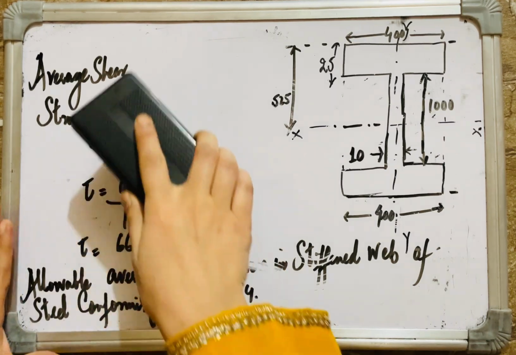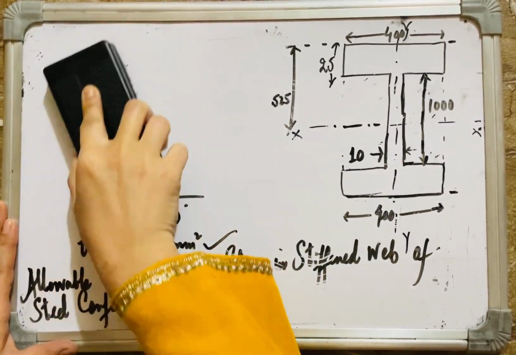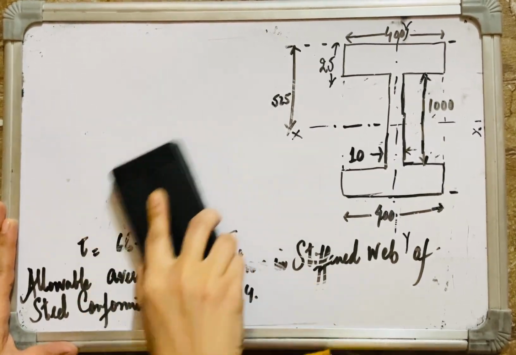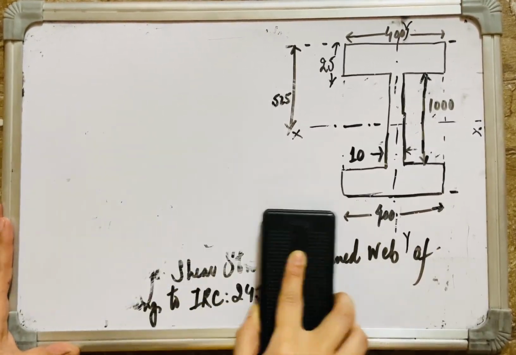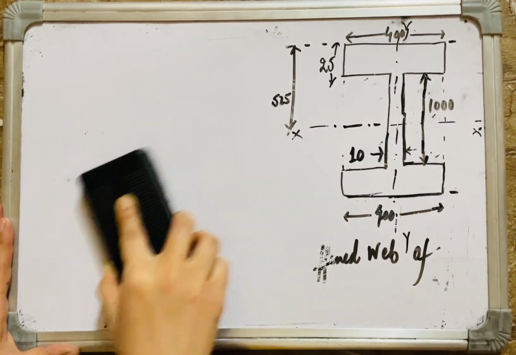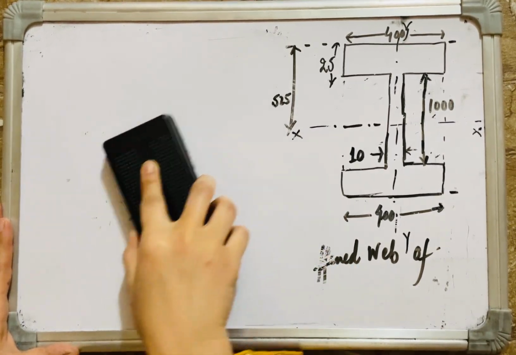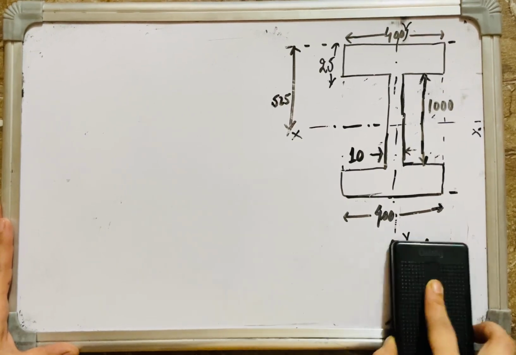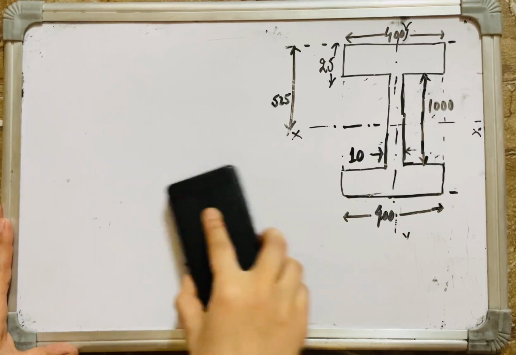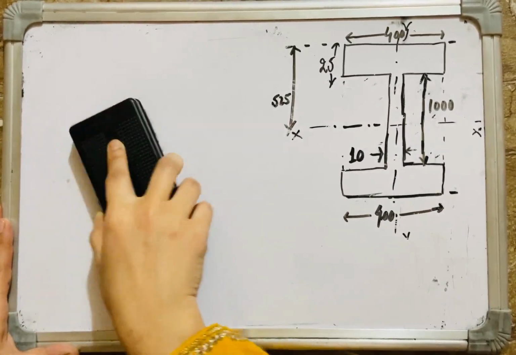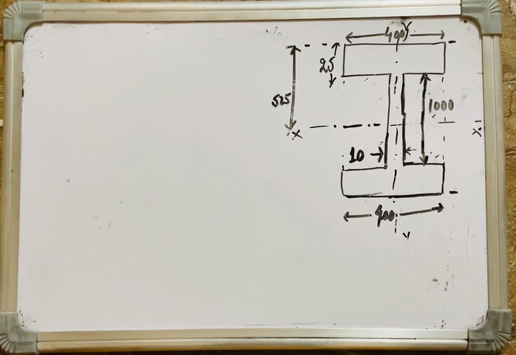Now let me show you step by step how we are checking our section against various stresses, so that our section is safe against every form of stress, be it bending or flexure, and shear stress, and then only we can proceed further.